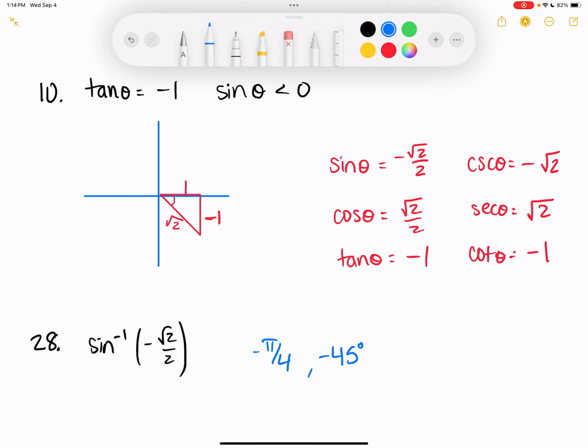I don't know how you just got that. So sine only occurs on the right side for inverse. And so it's negative, which means it has to be on the bottom because the y value is negative on the bottom. And then root 2 over 2 always occurs in increments of 45.